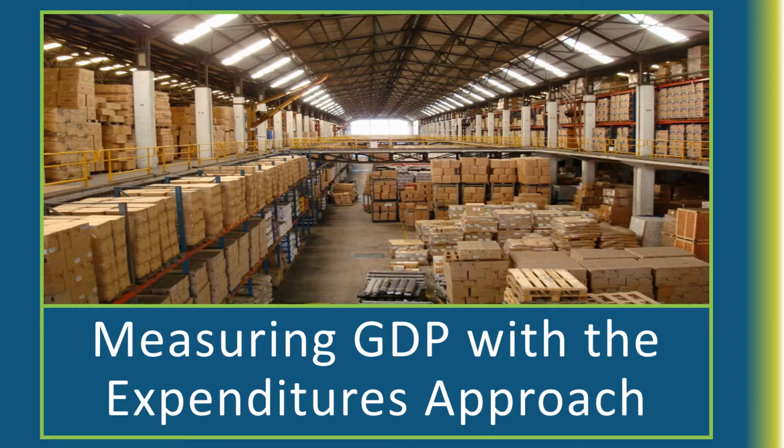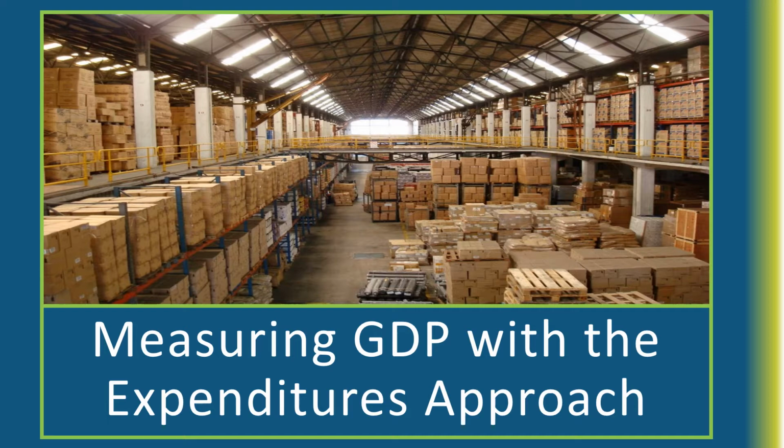When it comes to GDP, one tough thing to do is actually to measure it. How do we measure the flow of an entire economy's production during a year? There are really two ways to measure GDP, the income approach and the expenditure approach. In this video, we're going to cover the expenditure approach.